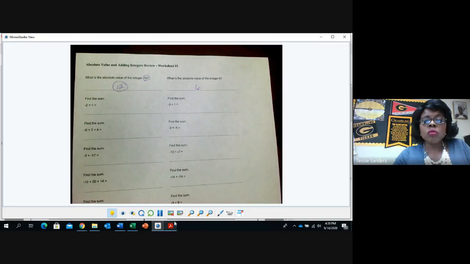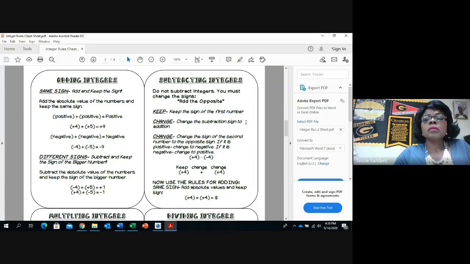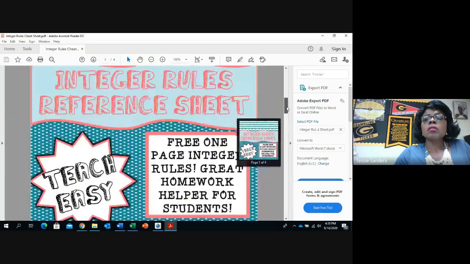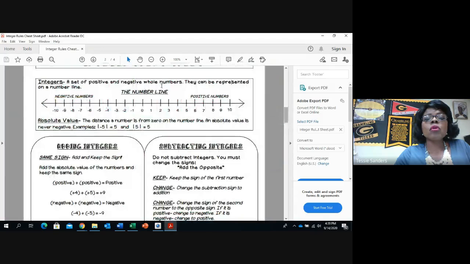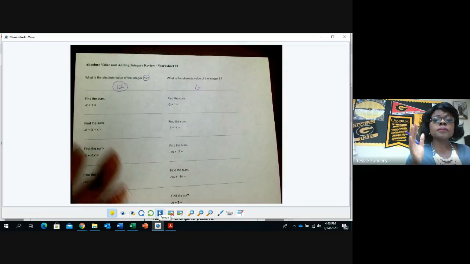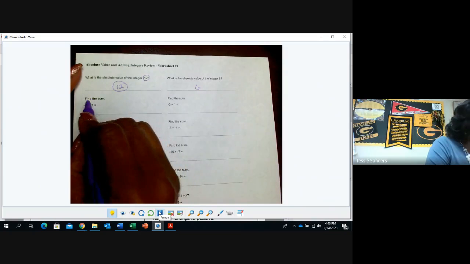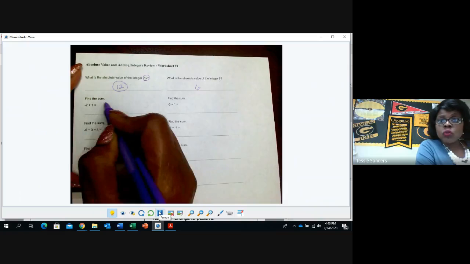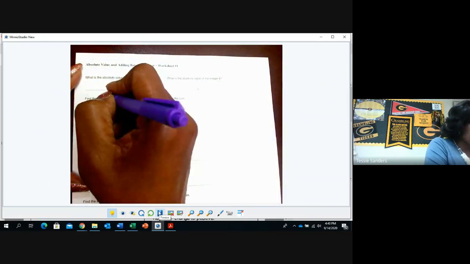Let's go back to that rule. Always go back to your notes. Absolute value. An absolute value is never negative. So always remember this. And we'll refer to this cheat sheet from time to time throughout the lesson. Find the sum. Here's your clue word, sum. Find the sum.